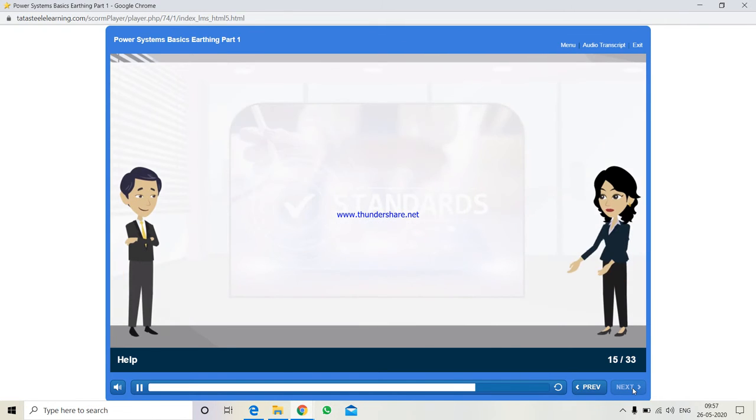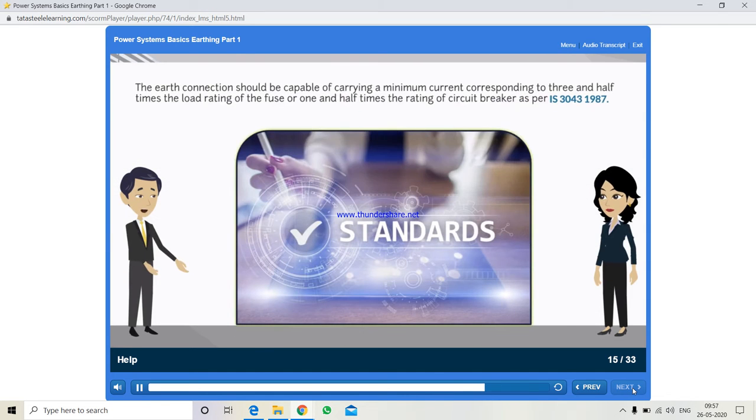I see. So, is there any capacity specified? Yes, the earth connection should be capable of carrying a minimum current corresponding to 3.5 times the load rating of the fuse or 1.5 times the rating of circuit breaker as per IS, that is Indian Standard 3043-1987. That was an important piece of information. Okay, let us continue to the next screen to learn further.